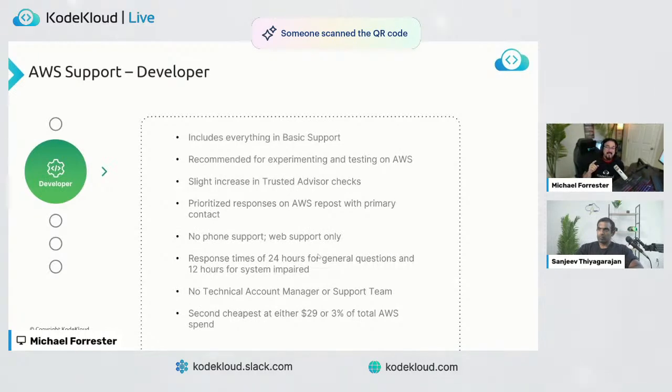But the difference is that since you are paying a little bit of money here, AWS will give you about 24 hours for general questions. And if you've got a problem, they'll get back to you in 12 hours. Now, is this suitable for production support? You probably know the answer to that, which is absolutely not. But it is here in case you're doing a POC or messing around on AWS and you want to move things forward.